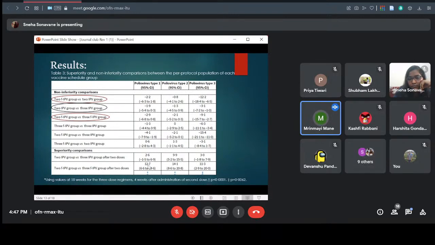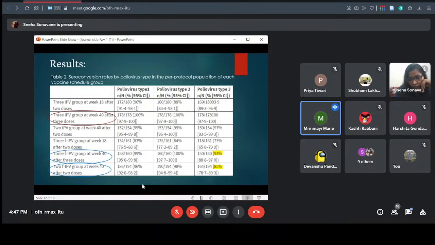Now moving on to superiority comparisons, when we compare the 2 IPV group with 3 IPV group after 2 doses, which means all the infants were administered same amount of doses, that is two doses. But the 2 IPV group showed greater seroconversion or superiority. So can we go back to the previous table?